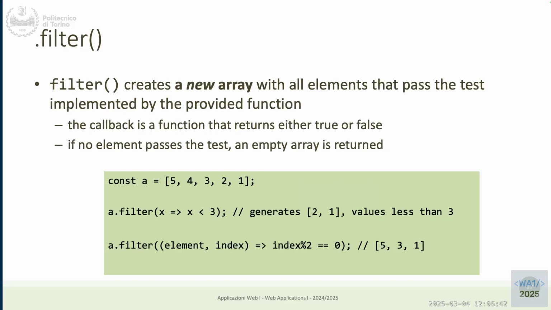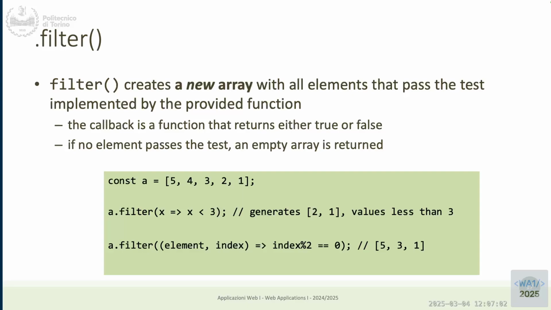The dual operation is selecting some elements of a given array without modifying them. So filter reduces the number of elements, only selects some of them, in particular those that match a given criteria.